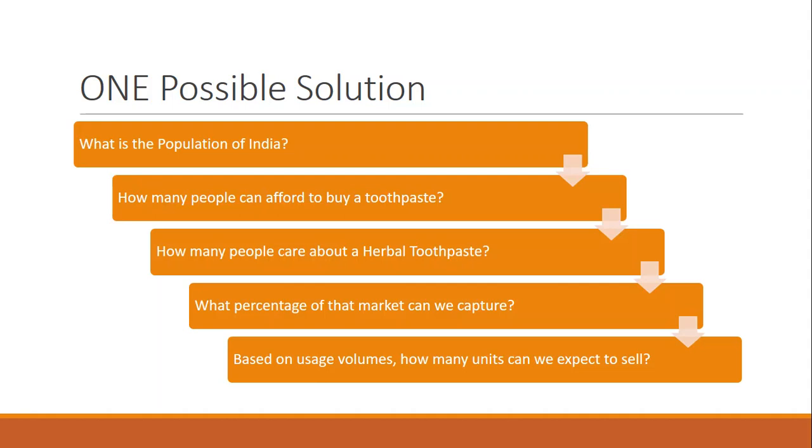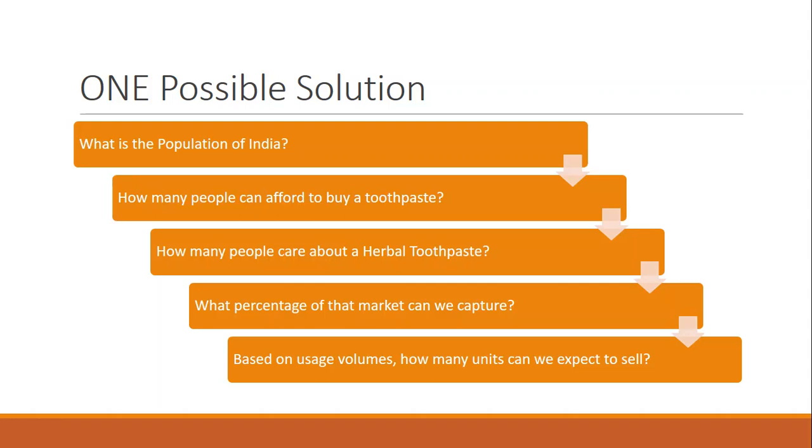Then we ask what percentage of that market we can capture. For this, we need to understand how strong the competitors' hold on the market is. For example, if 90% of the current market is satisfied with the product they are using, it's unlikely that they are going to change, especially at a higher price point. And lastly, based on the usage volumes that we have calculated, how many units can we expect to sell, and that will give us the sales potential.